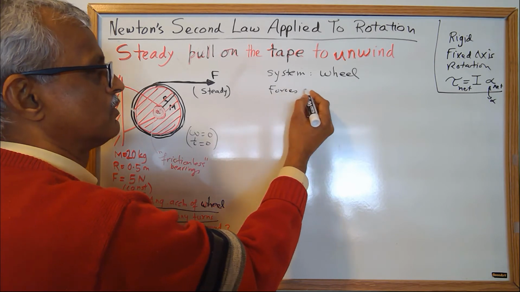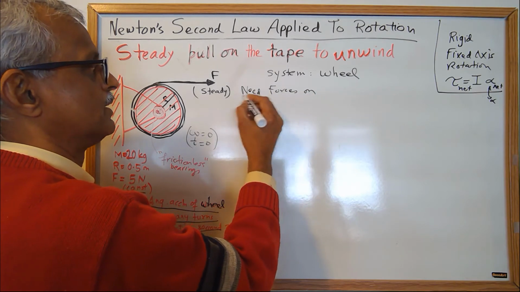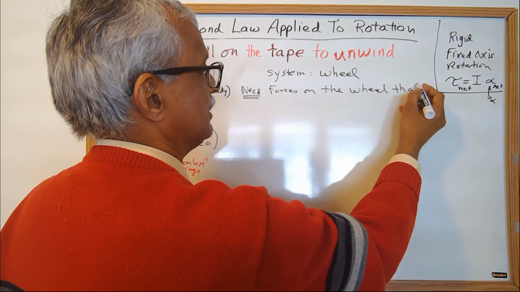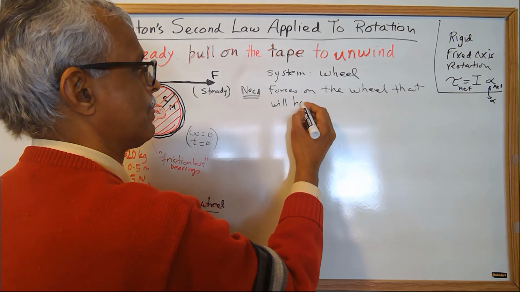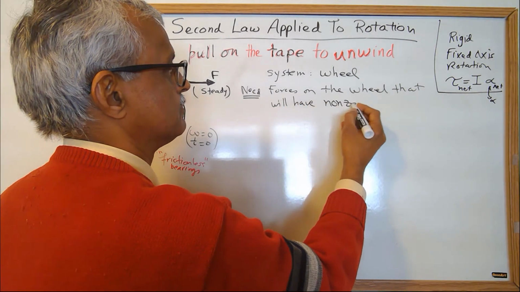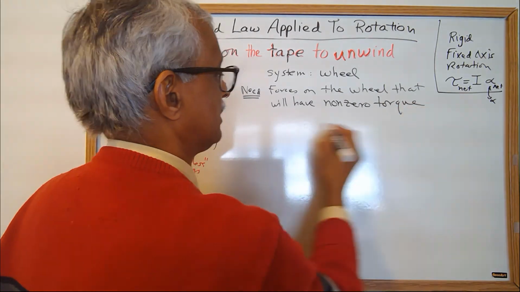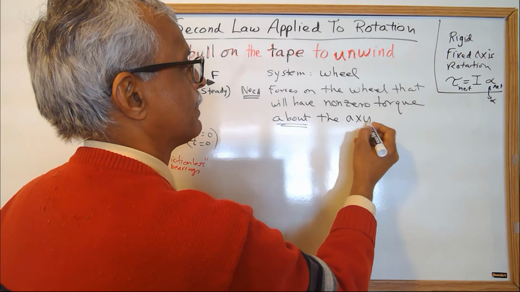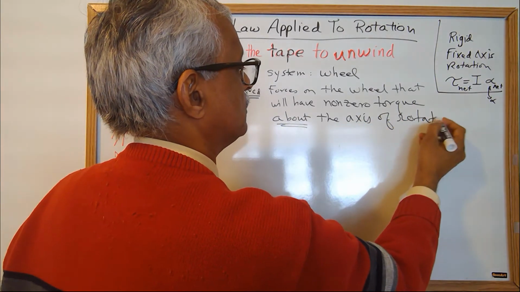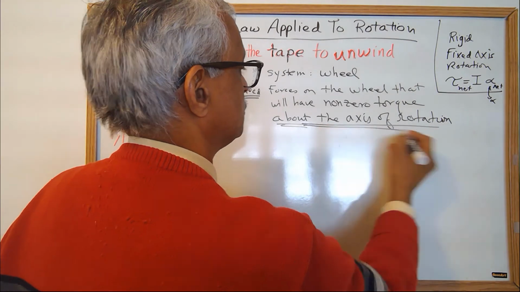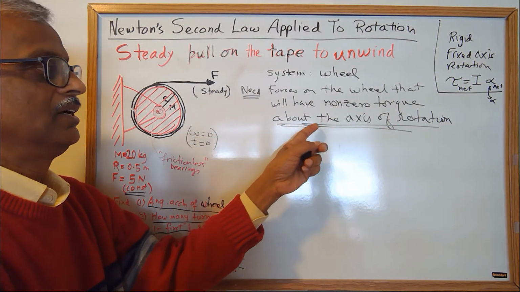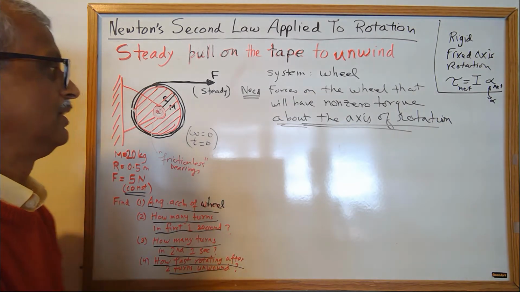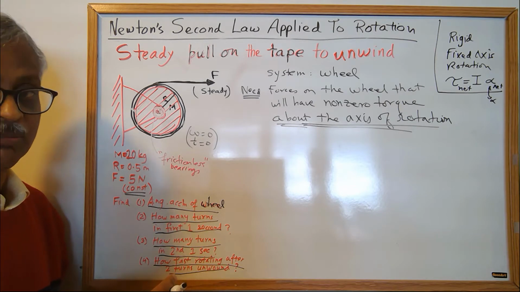Forces. So we need forces on the wheel that will have non-zero torque about the axis of rotation. About this axis. Because I want to answer this question, I really need to know what the axis of rotation is for this problem, right? So what do you think is the axis of rotation of this problem?